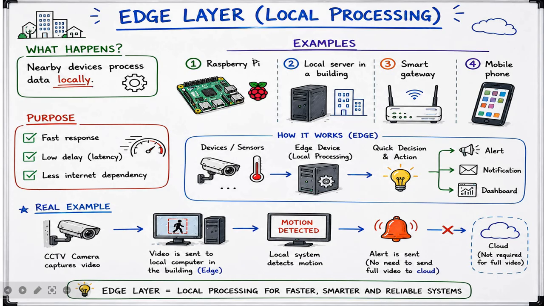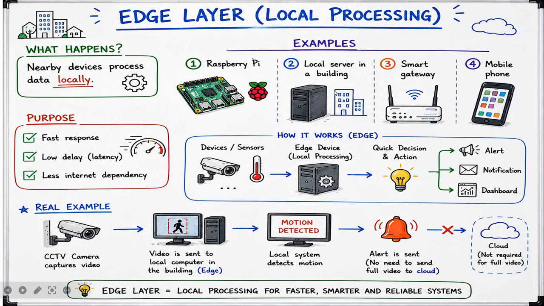The first one is a Raspberry Pi, which is a small affordable computer used for edge processing. It can run programs to analyze the sensor data, perform image processing, and control the devices. And the role of this Raspberry Pi is to process the data locally, like detecting the motion from the camera feed, and it sends only the relevant alerts to the cloud.